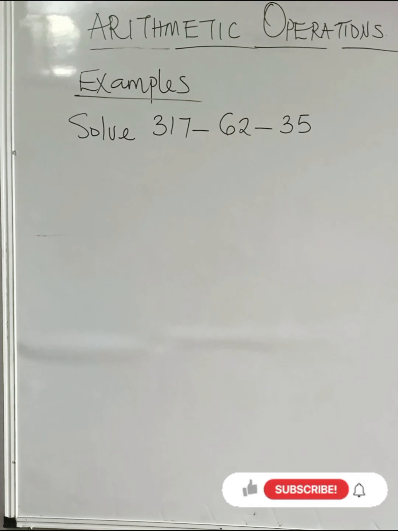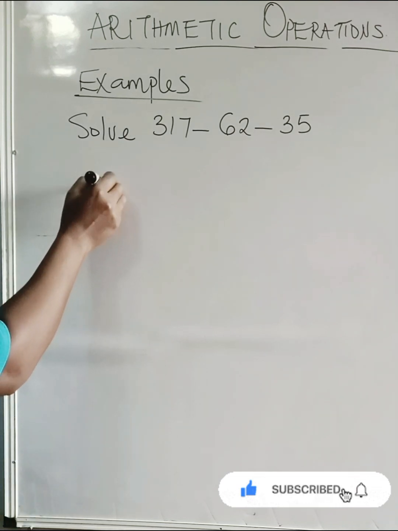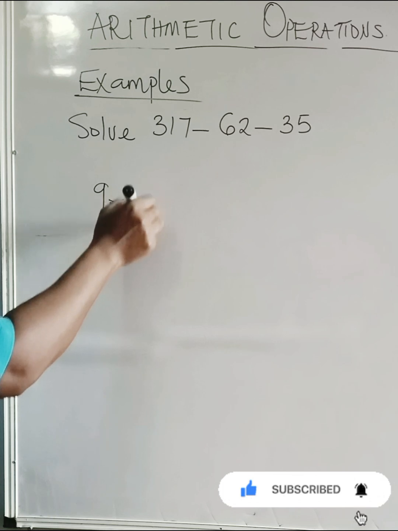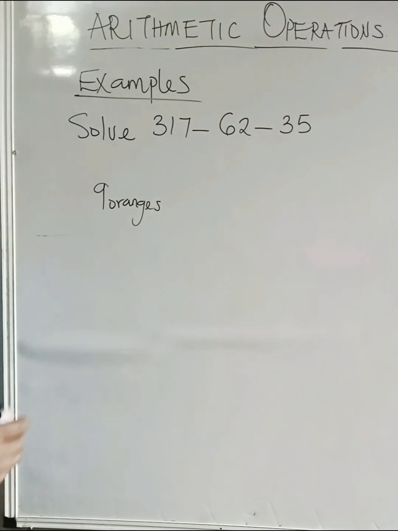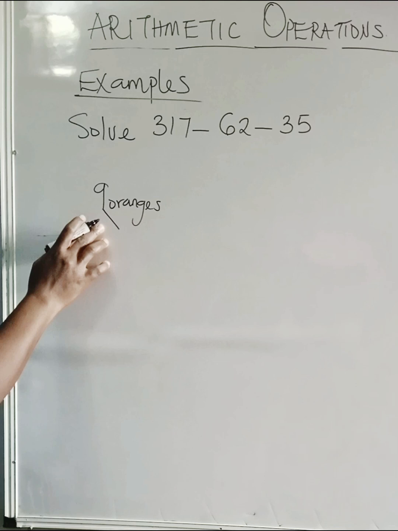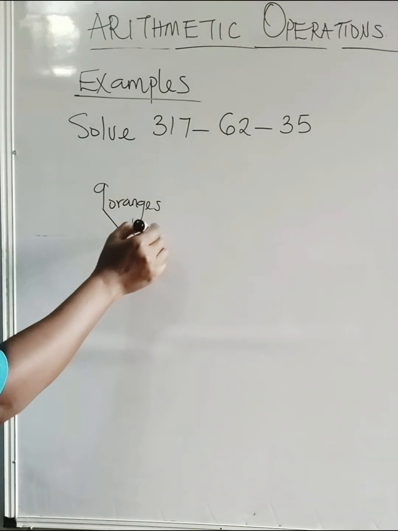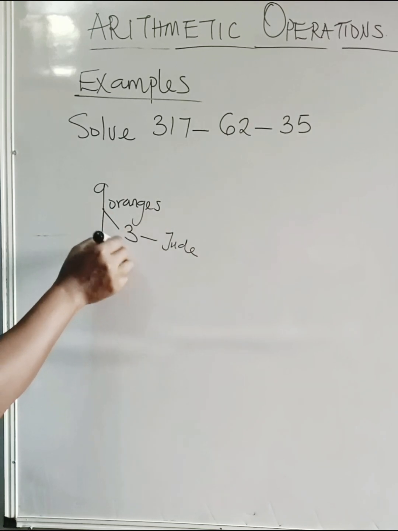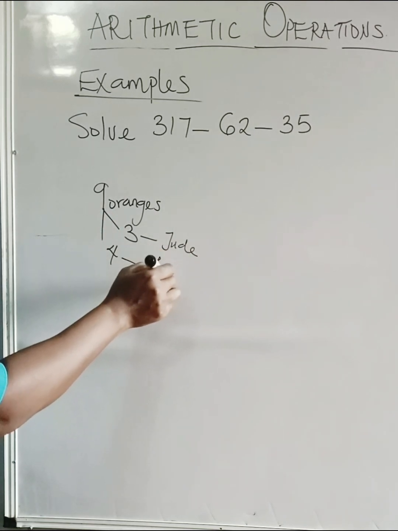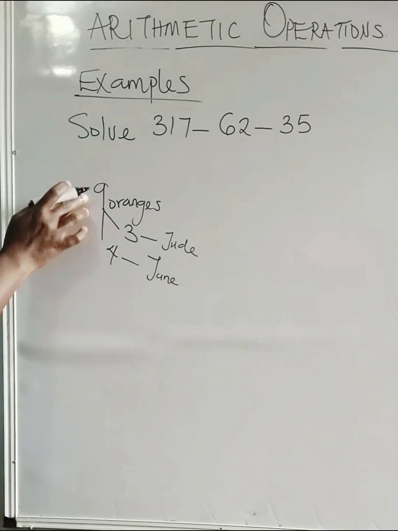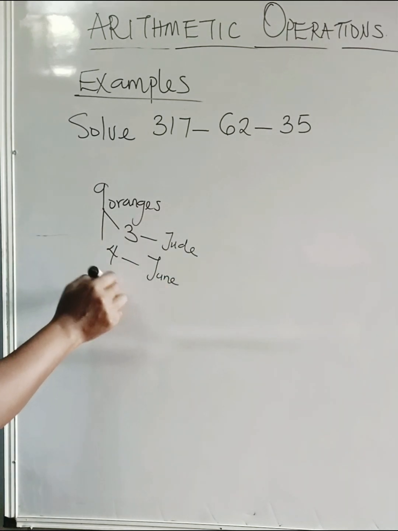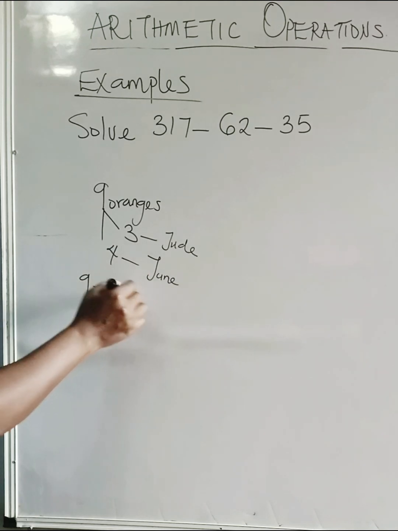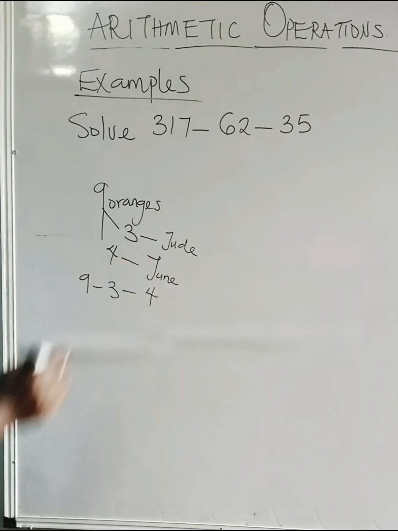Simple. What if we have a minus sign repeating itself? How do we solve this question? Okay, take for instance, you have 9 oranges. And out of these 9 oranges, you are going to give 3 to your younger brother Jude, and you are going to give 4 to your older sister Jane. Remember that this can be expressed as 9 minus 3, that is the 3 you gave to Jude, and minus 4 you gave to Jane, right?